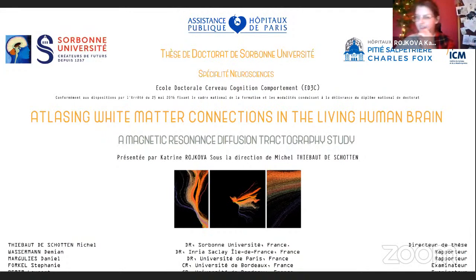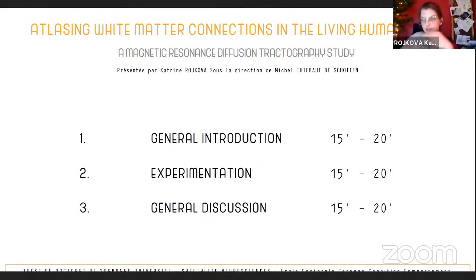So what my thesis is about, it's about making an atlas with this particular type of magnetic resonance imaging or MRI, that is diffusion MRI. I'll start with a general introduction that should take around 50 minutes to situate our work in the field, and also on the timeline of scientific progress of anatomical knowledge, and also to show you a little bit what has justified this project.